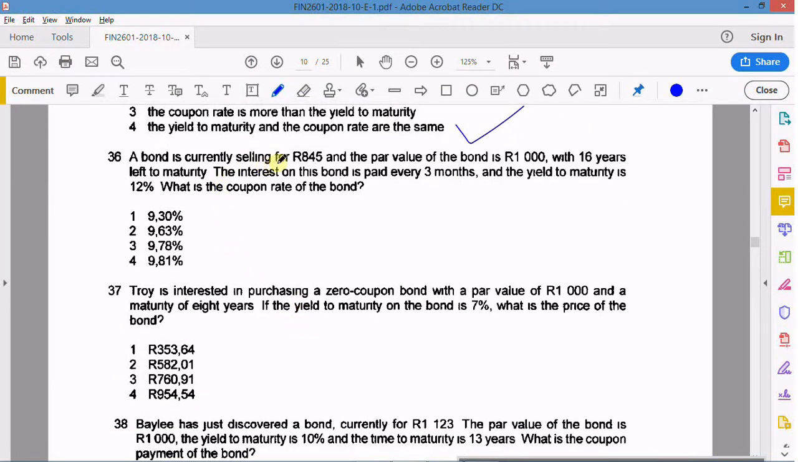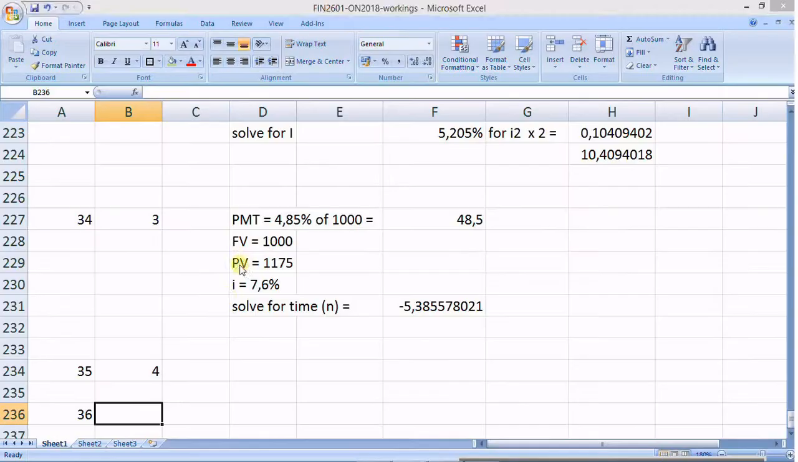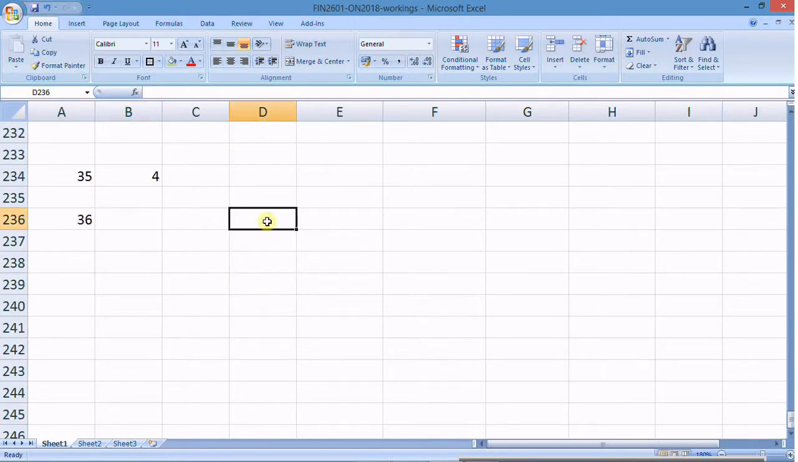Okay, a bond is selling for that, so that's the PV. Par value of the bond, FV. With 16 years left, that's N. The interest on the bond is paid every 3 months, so that's quarterly. The yield to maturity is 12%, so I divided by 4. What is the coupon rate? So we're solving for the payments. Good. Let's write down all that stuff.